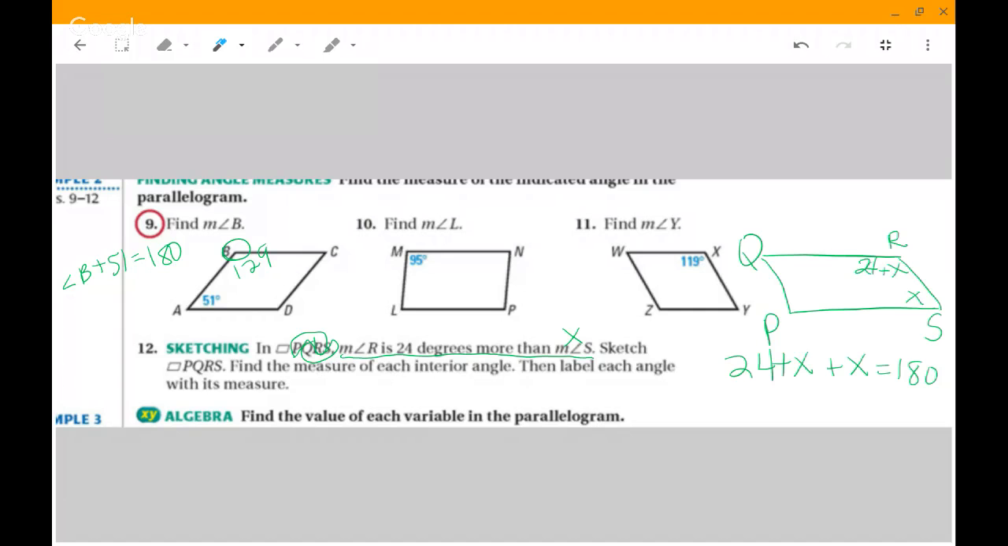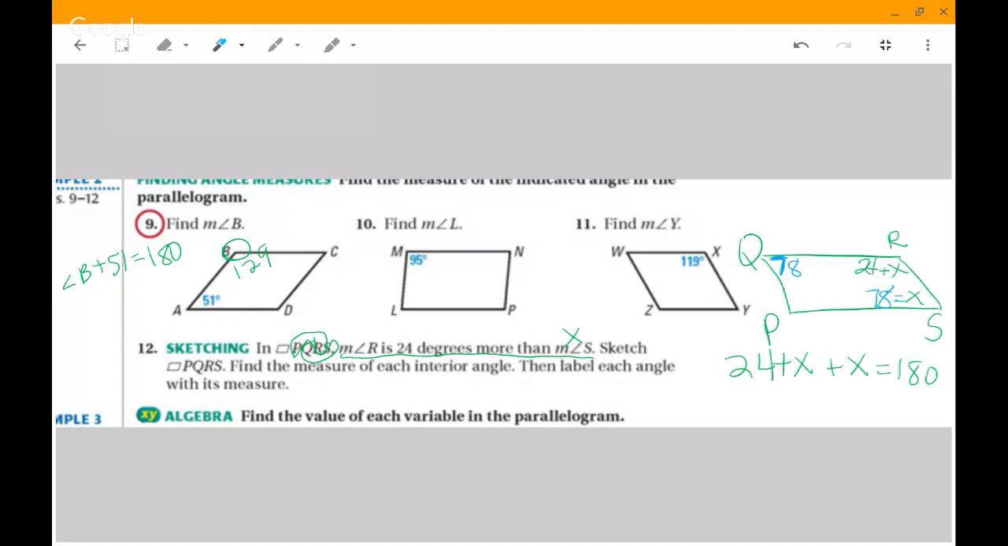X is equal to 78. You got it. So angle S is 78, which means what other angle is 78? Q. And so how much are P and R? Well, we have to do 24 plus X.